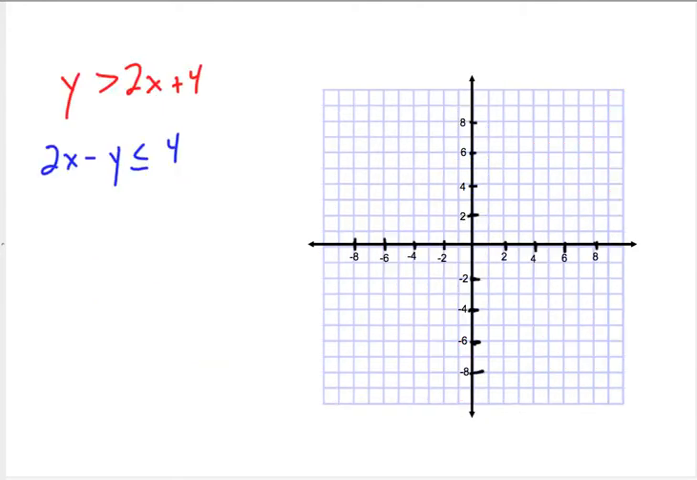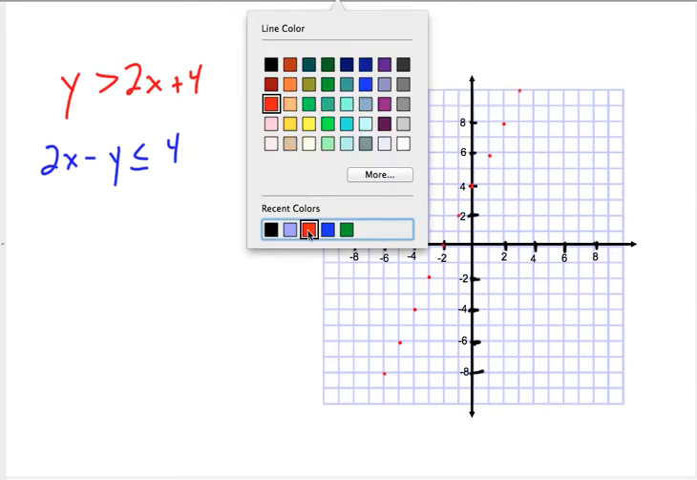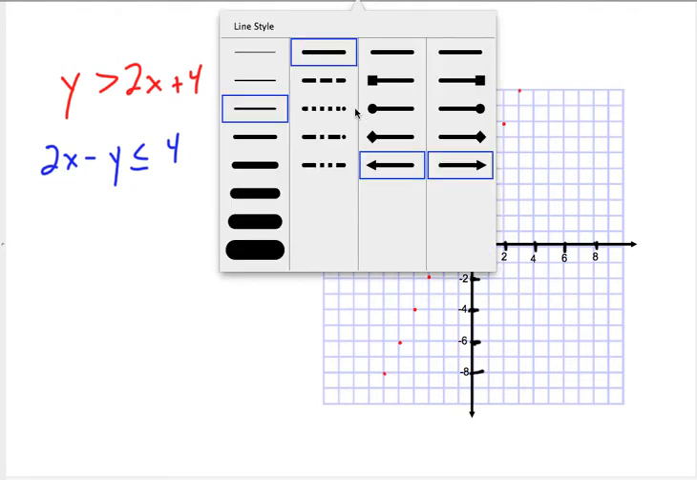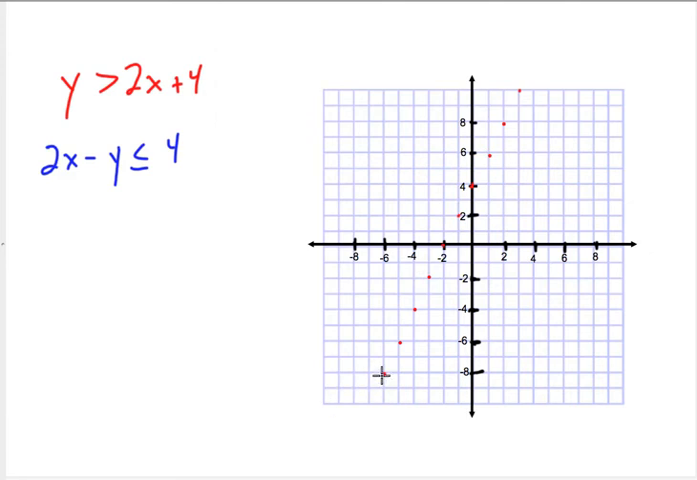All right, let's try a new one. So we've got this red equation. Again, I'm going to start with the y-intercept at 4. Slope is 2, so up 2, right 1. I'll just keep doing that. And down 2, left 1 also works. Down 2, left 1, down 2, left 1, down 2, left 1. There we go. And then this is a dotted line. Let's make it red. Okay, it is red. Good. Alright, dotted. There we go.